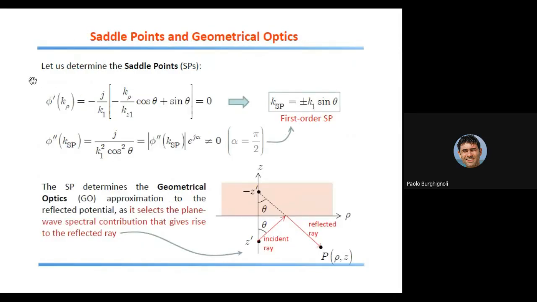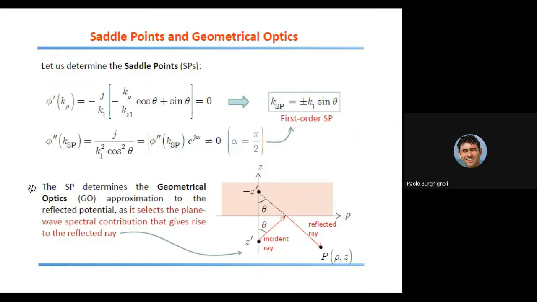In particular, let us determine the saddle points by evaluating the first derivative of the function phi. If you equate to 0 this derivative, you will discover that you have saddle points at the locations plus or minus k1 sine theta. And since the second derivative is different from 0 at those saddle points, those are first order saddle points. In particular, the second derivative has an argument which is equal to pi over 2. Okay, and this is important as we will see in a moment.